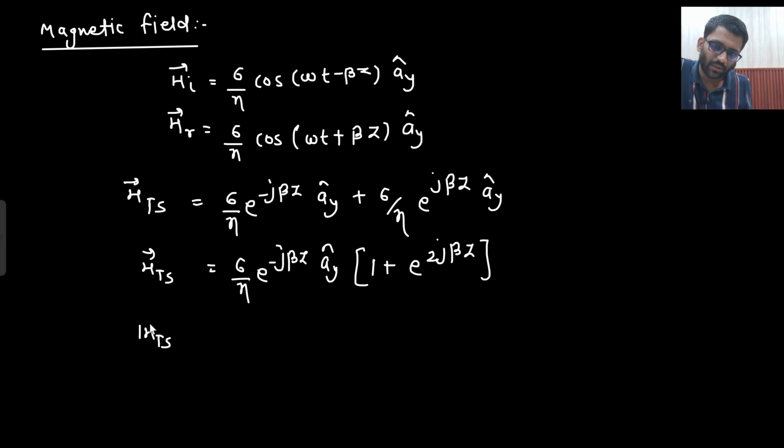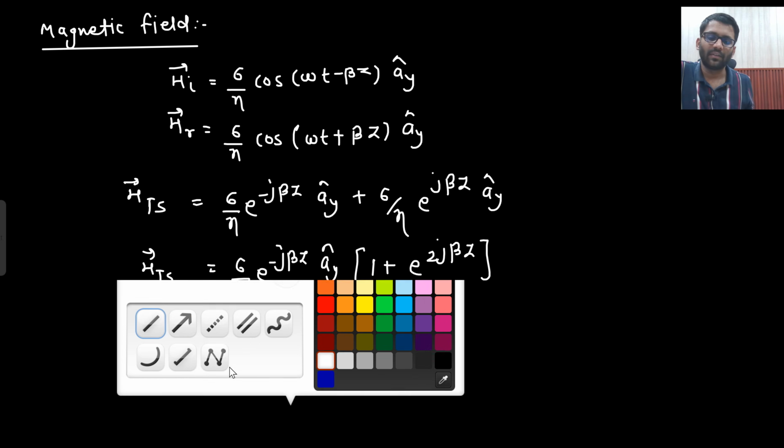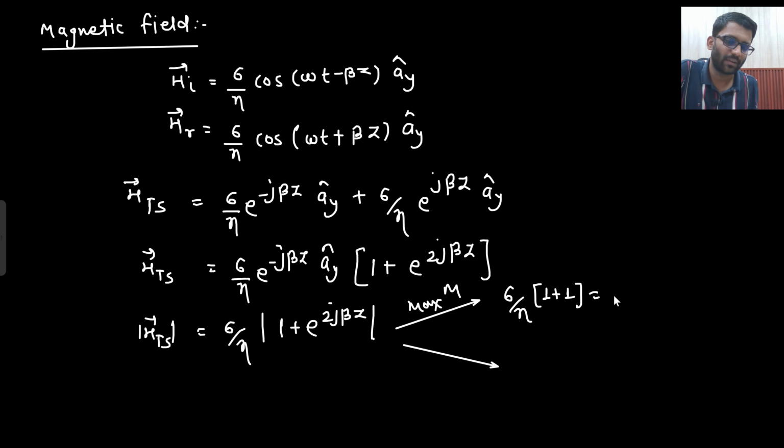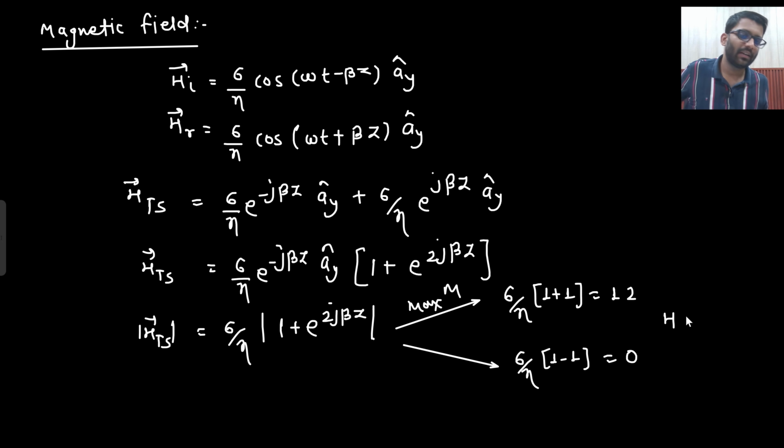And if I ask you the magnitude, what do you get? 6 by eta, 1 plus e to the power 2j beta z. Okay, and if you calculate the maximum value here and minimum value here, what will be the maximum value? Maximum value will be 6 by eta into 1 plus 1, that is coming out to be 12, and minimum value will be 6 by eta into 1 minus 1, that is coming out to be 0. So what is your magnetic standing wave ratio? 12 by 0, that is equals to infinity.